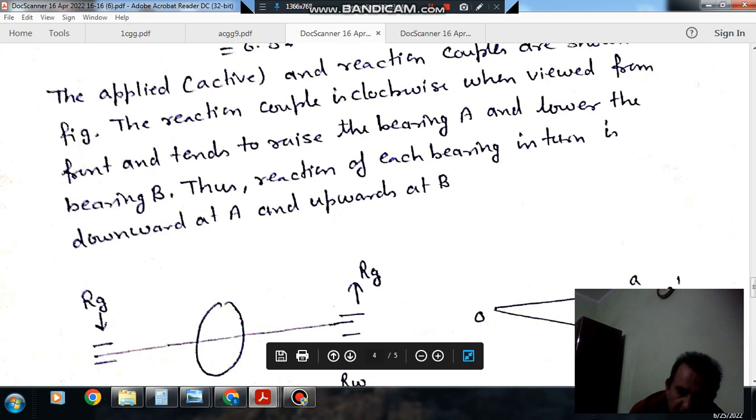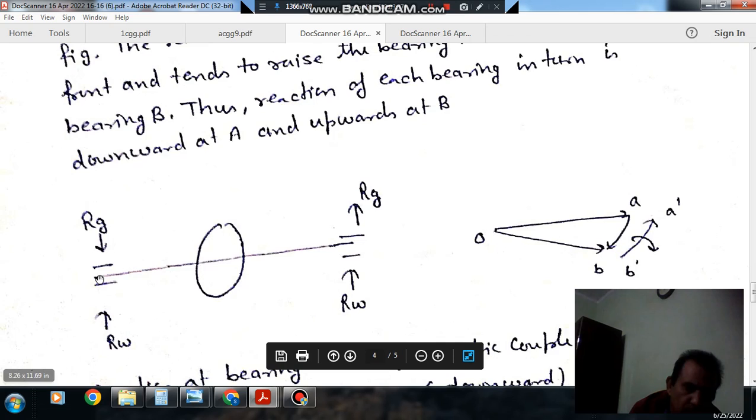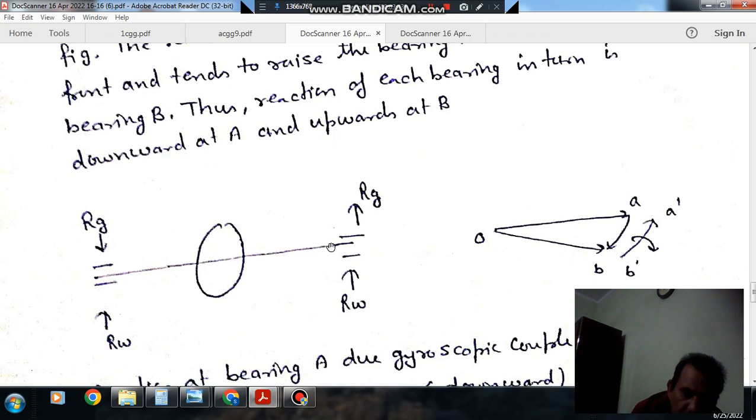So reactive couple, as it is going away from us, will be in clockwise direction. So the reactive gyroscopic couple on the shaft will act in clockwise direction. So this is your shaft. It will try to bring this end down and bring this end up. So when it is trying to bring this end down, it will touch the bearing, and bearing will provide corresponding reaction.